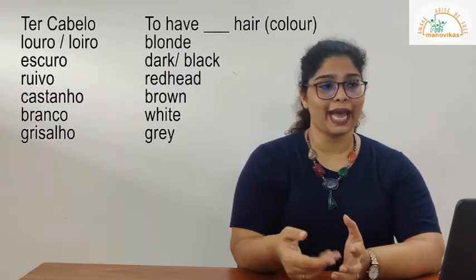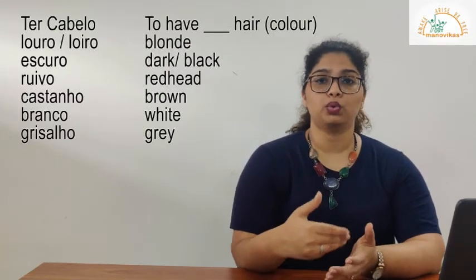Now when I say physical descriptions, I mean we're describing a person. I have put a table here for you so that you can understand better with which verb you can write what adjective. So for example, we're talking about someone's hair. Ter cabelo, to have hair.